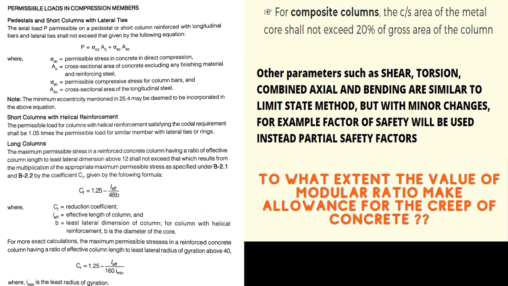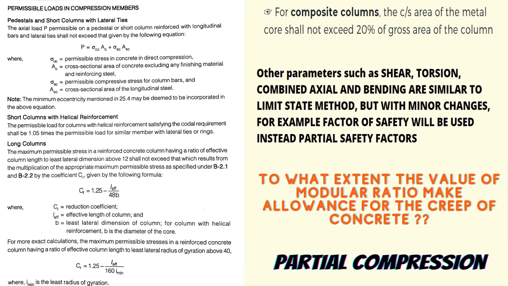To what extent does the value of modular ratio make allowance, whether it is full compression, full tension, or partial compression? The answer will be partial compression only. For some amount of compression, the modular ratio will make the allowance for creep of concrete, but not for full compression. This is all about annexure B.